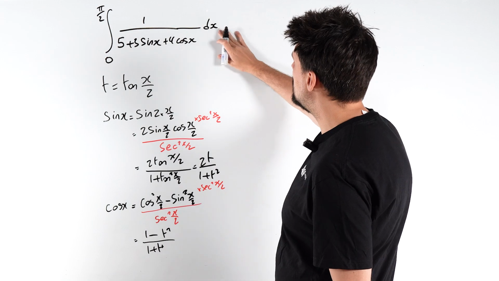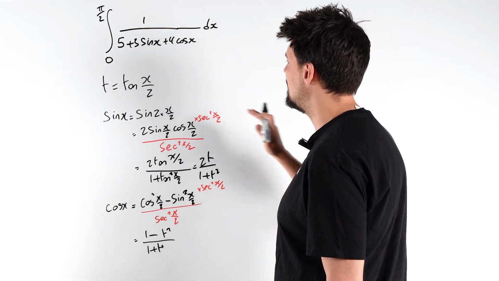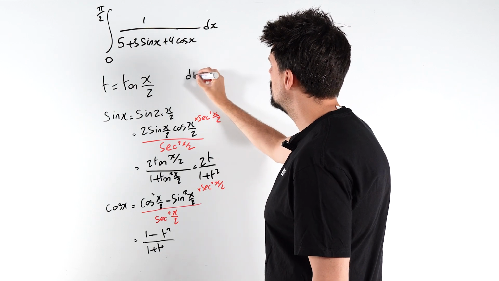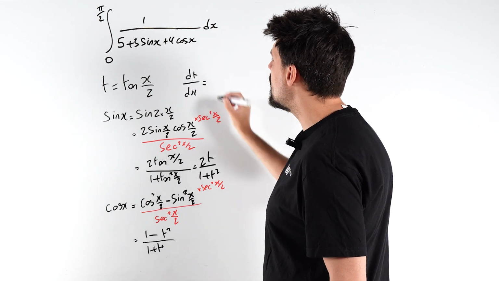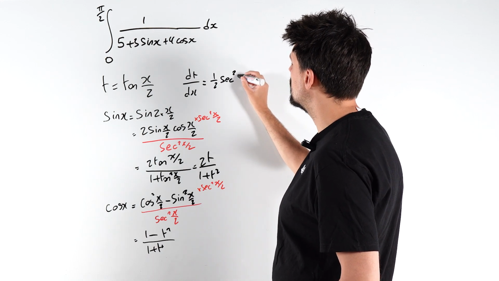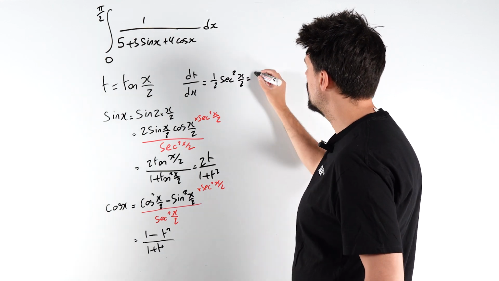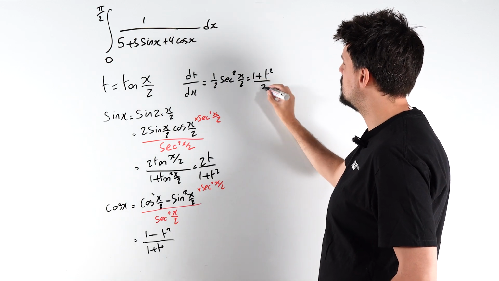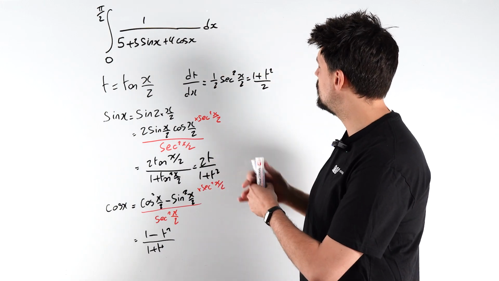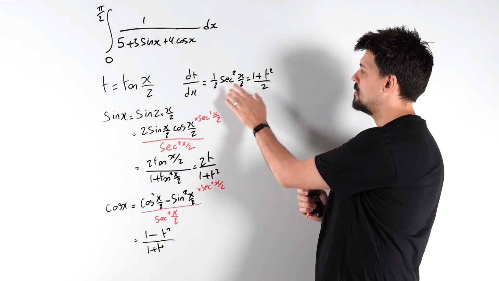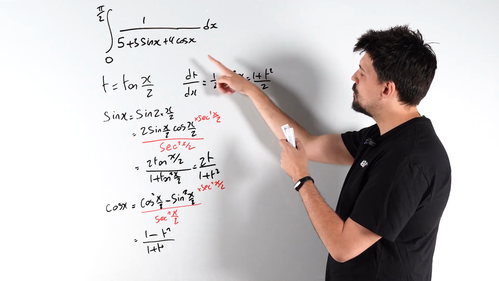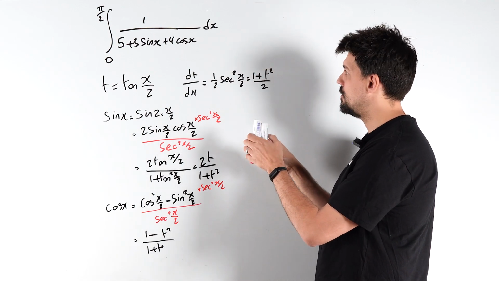And then finally, we probably need to figure out what's going to happen to my dx. Now, we could just go instead dt by dx. So tan, that will be 1/2 sec squared x over 2. So that is 1 plus t squared over 2. And now we have everything we need to substitute into here. Of course, sec squared is 1 plus tan squared, and there we go. Of course, we want dx. We're going to have to rearrange this a little bit, but we can do that.